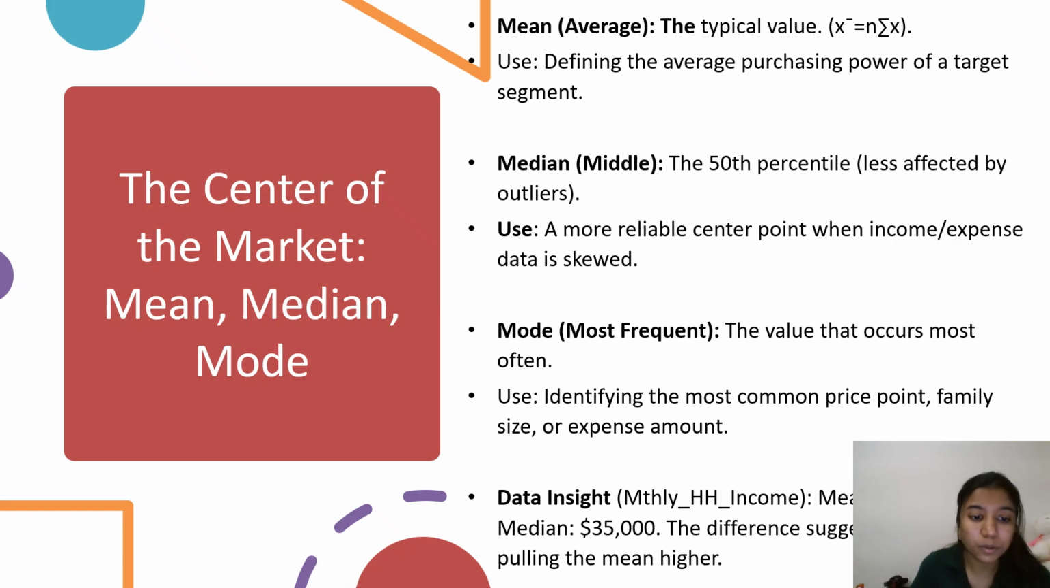The median is the middle value. So when data is sorted, the median is the middle value. It's less affected by extreme outliers. If you see, the monthly household median is around $35,000 for the income. And the mode is the most frequently occurring value. So marketers use this mean income to define a general target segment's purchasing power, but they check the median to ensure extremely high earners are not skewing perception.